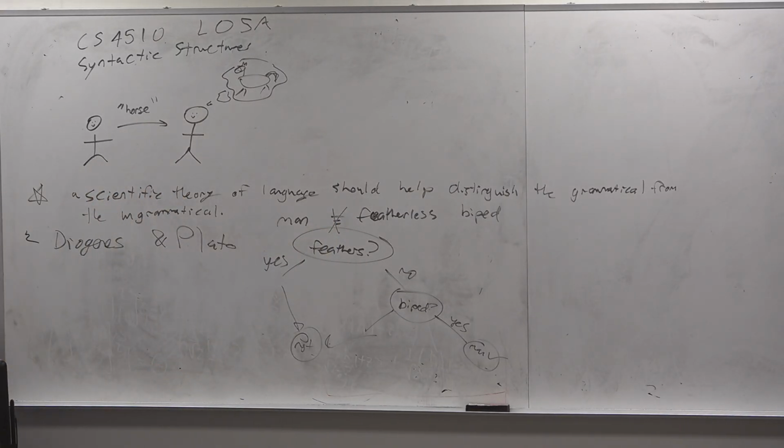Now, could you modify this definition and maybe try another set of checks? What about the next definition Plato gave, a featherless biped with fingernails. Okay, but could you come up with a similar counterexample to a featherless biped? Give me a counterexample, that which is not a man, yet is featherless, a biped, and has fingernails.